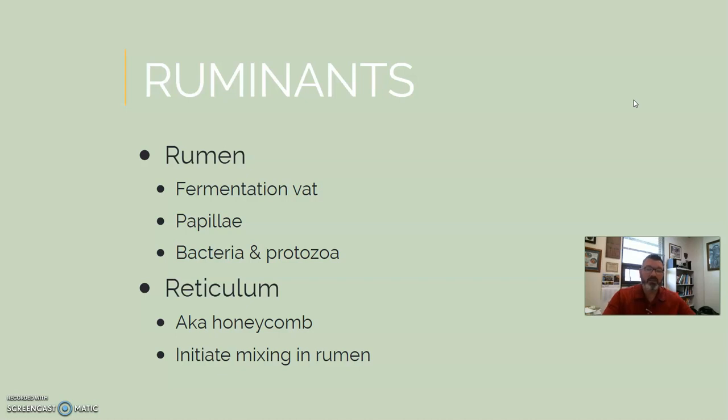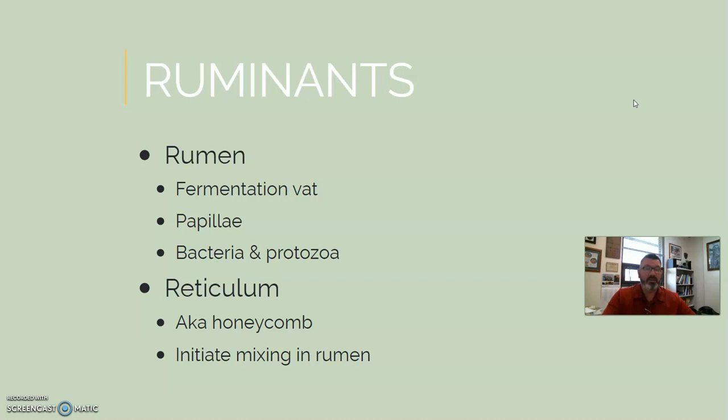But then we're going to dump into a very different 4-compartment stomach system. The rumen is the first part that we'll talk about, and it takes up essentially the whole left side of the cow between the shoulder and the hip. And it is a great big fermentation vat filled with millions of bacteria and protozoa that help to break down a lot of the forages that ruminants will consume.